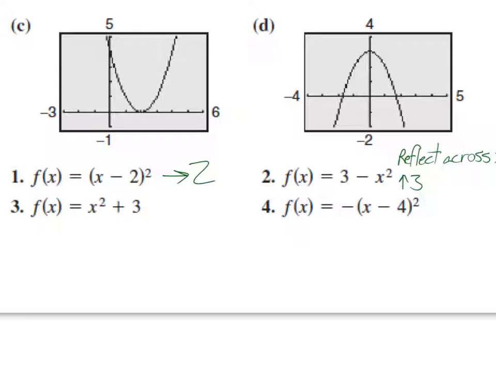Now, how about this third one? Someone else want to give us that one? Somebody who hasn't really told us anything today? So it goes up 3 units. Very good. Shifted up 3 units. And how about number 4? Grant? Shifted 4 to the right and flipped over the x-axis. Good. 4 to the right, and it's reflected across the x-axis.